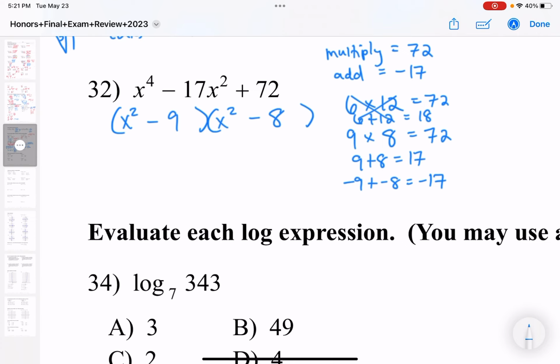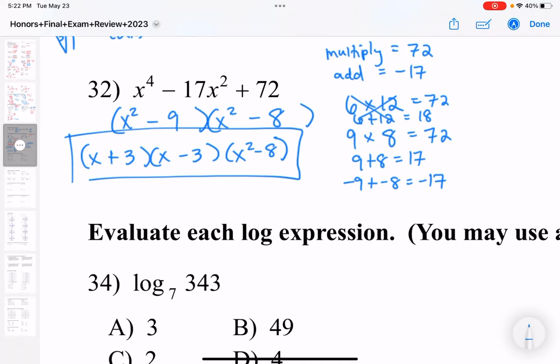Okay, now because I do still have x squares in there, I need to see if I have any difference of 2 squares. In the first parentheses, I've got an x squared and a 9. Those are both perfect squares. So plus and a minus, x squared is x and x, and the square root of 9 is 3. Then I look at x squared minus 8. X squared is a perfect square, but 8 is not. So it just stays x squared minus 8. And that's your answer.